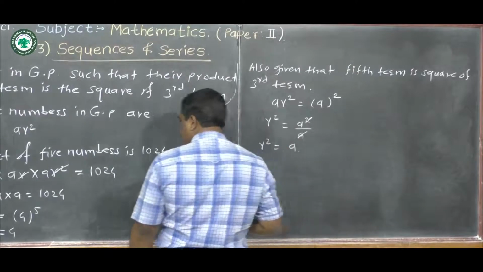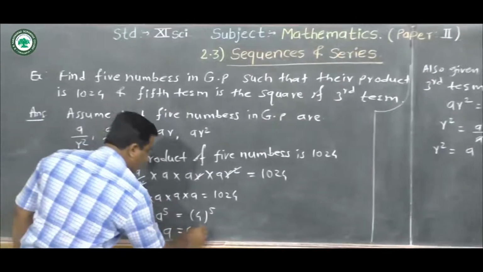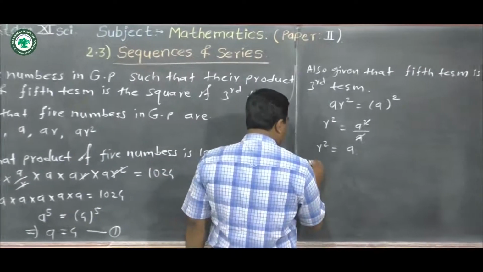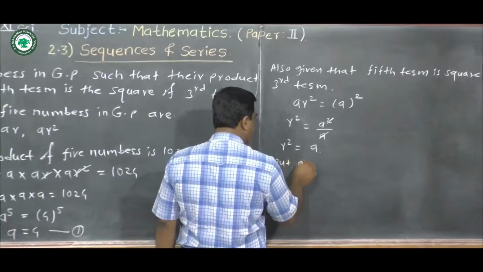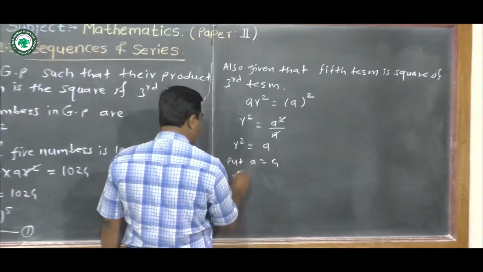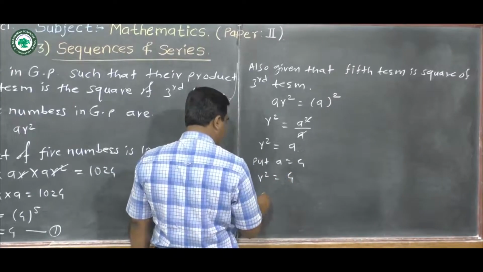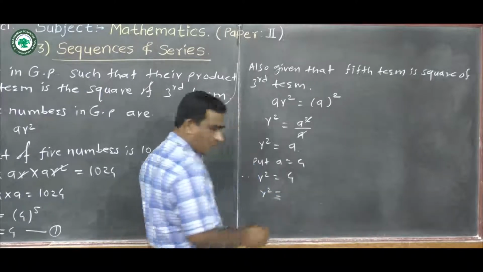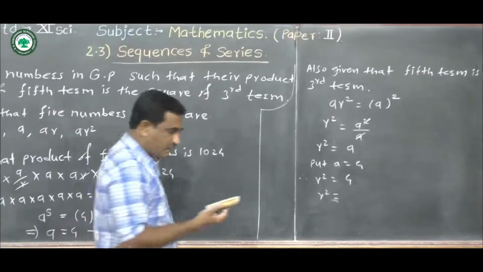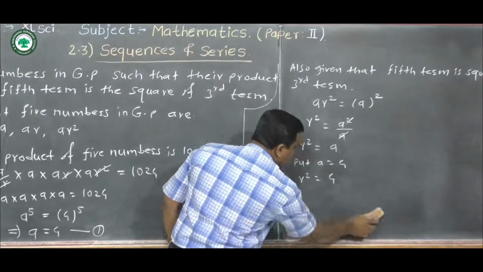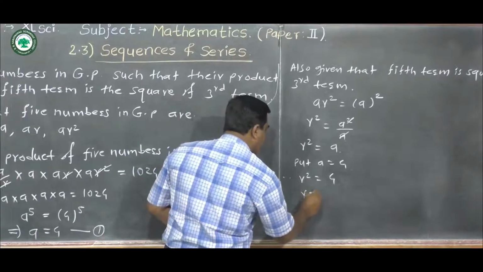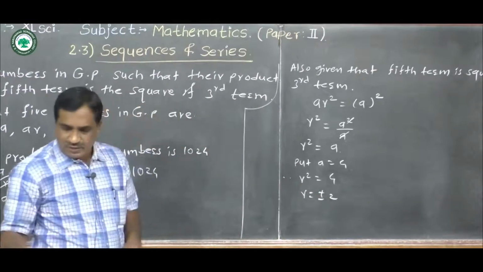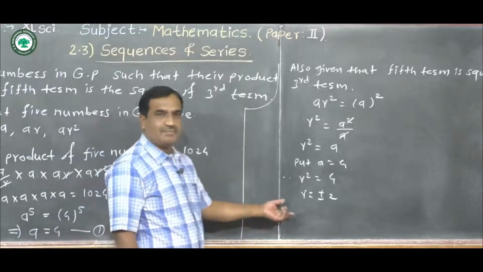Now put the value of a from equation 1. In equation 1, a is equal to 4. Put a is equal to 4. Therefore, we get here r square equal to 4. That is, r square equal to 2 square, or taking square root on both sides, we can write here r is equal to plus or minus 2. That is, we get two values of r, plus 2 and minus 2.